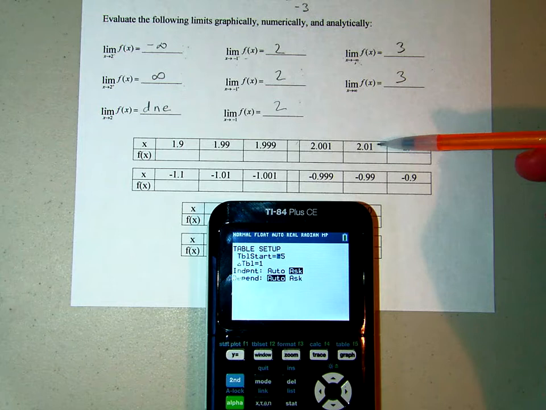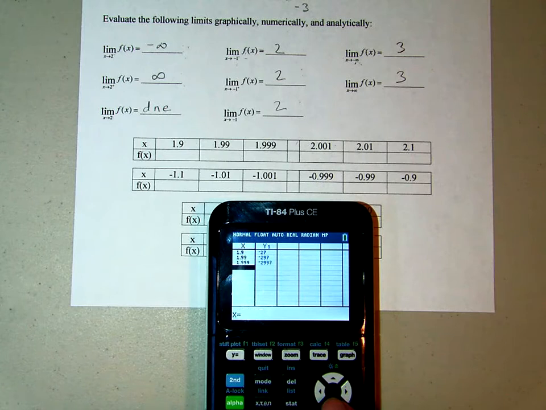So I'm going to go to my table and type some of these values in. So 1.9, 1.99, 1.999. We don't have these approaching one particular y value. Negative 27, negative 297, negative 2997. They seem to be going down to negative infinity.